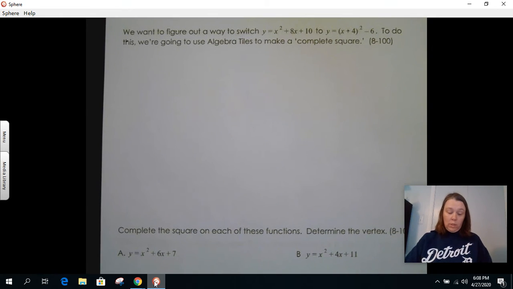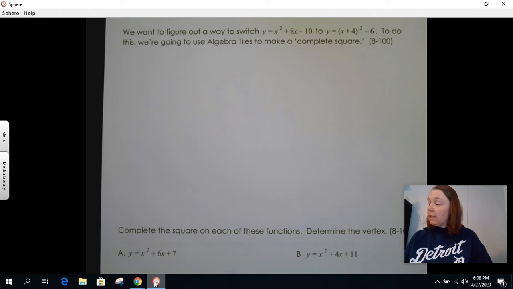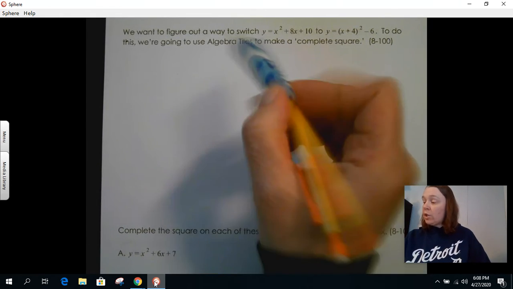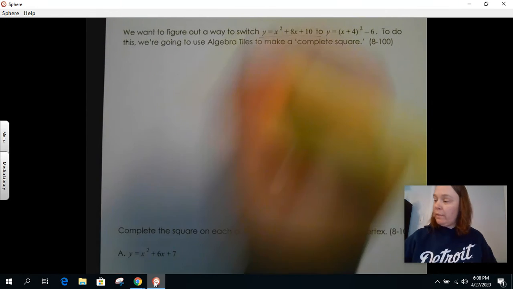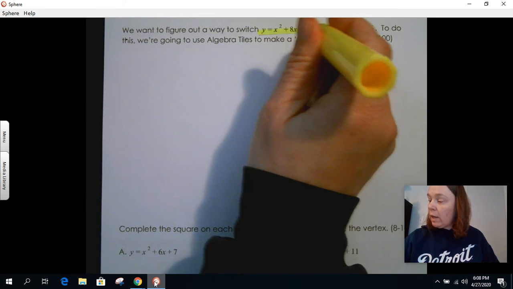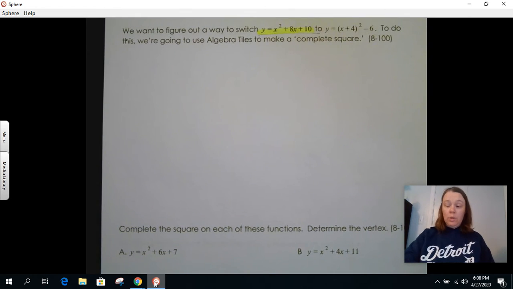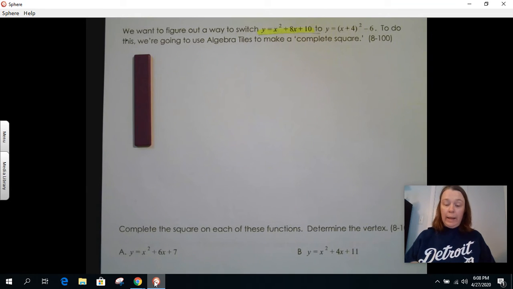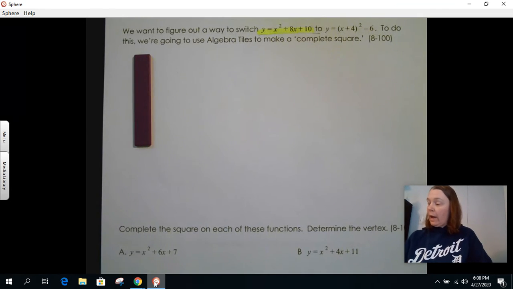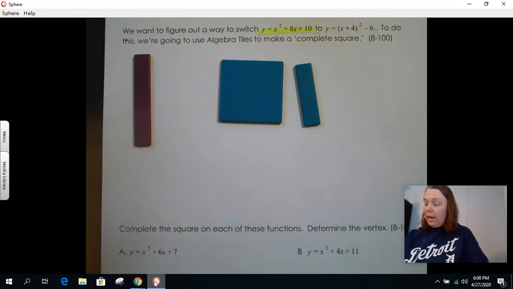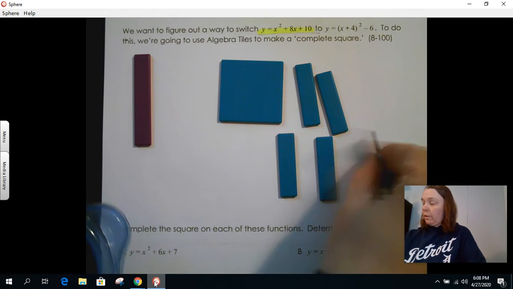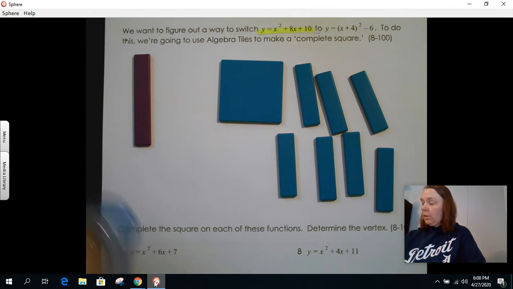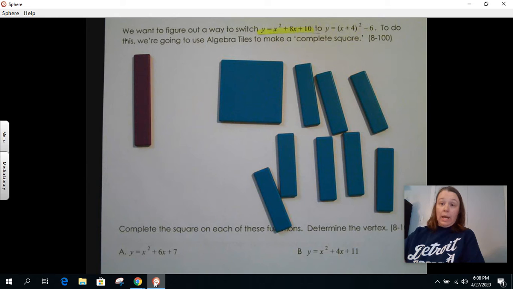To do that, we're going to use our old friends, algebra tiles. So I'm going to set this equation up here using algebra tiles. I know how much you all love them. Okay, so I've got a y equals, so I'm going to start with a y. And then I got an x squared. I'm going to have 8 x's. Okay, so I've got 8 x's, and then I need 10 ones.